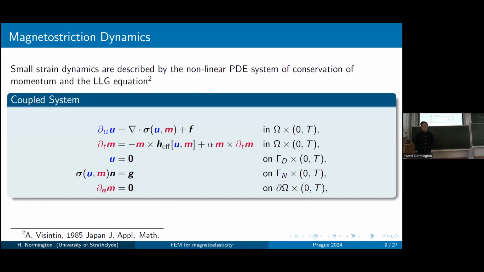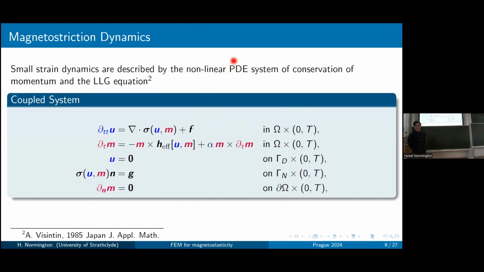When you have your system, you need to pick your system of equations to actually model this. And we choose the conservation of momentum law and also the LLG, because this is our micromagnetic equation. And you can now see really where this coupling is going to come into play.